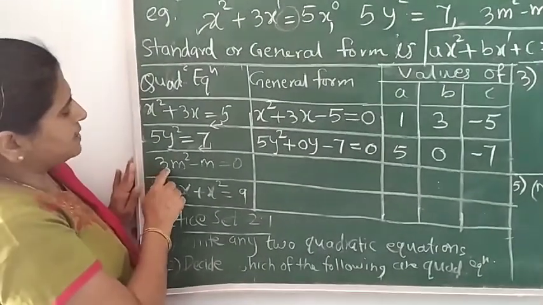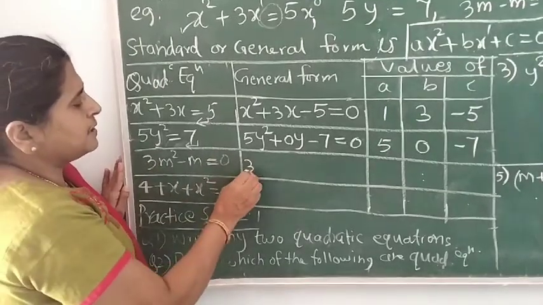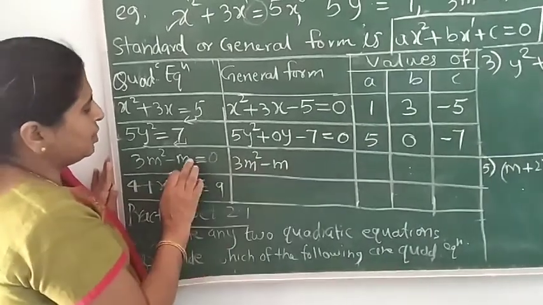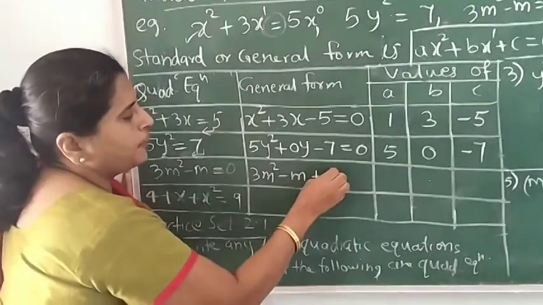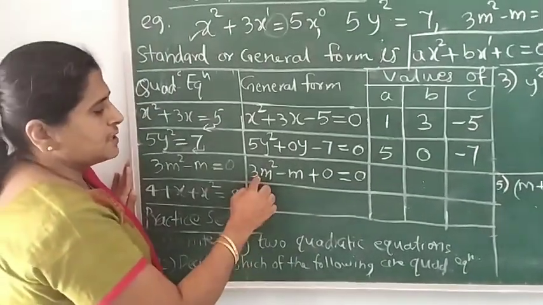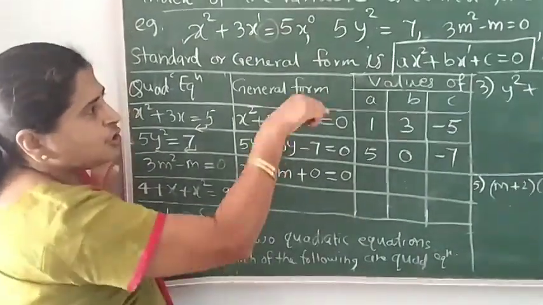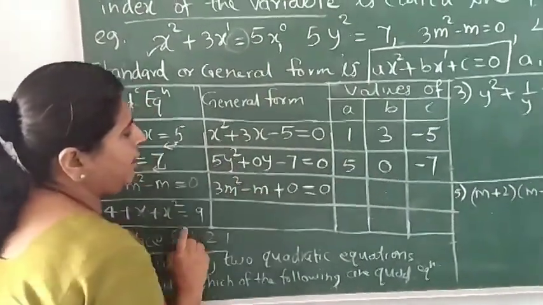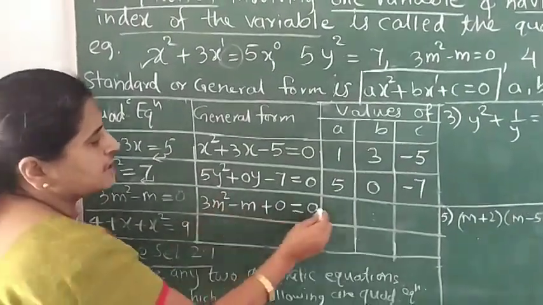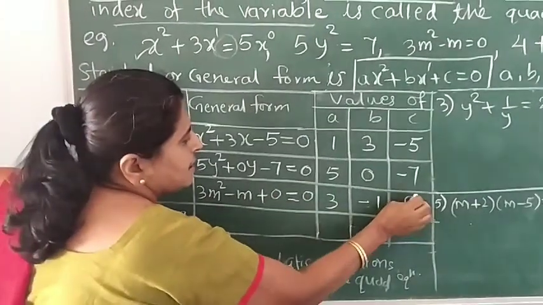In the third example, it is 3m square minus m is equal to 0. Here the first term is 3m square. Let's copy minus m as it is, is equal to 0. There is no constant, so we should write plus 0 as the constant, is equal to 0. So this is the ax square plus bx plus c is equal to 0 form, with the variable m instead of x. Now let's write the values of a, b, c. The coefficient of m square is 3, so a is 3, b is minus 1 and c is 0.